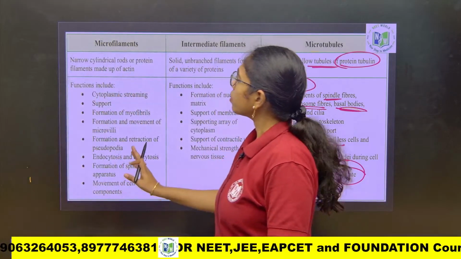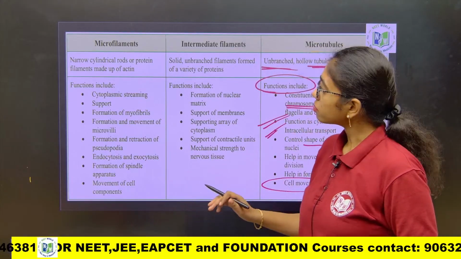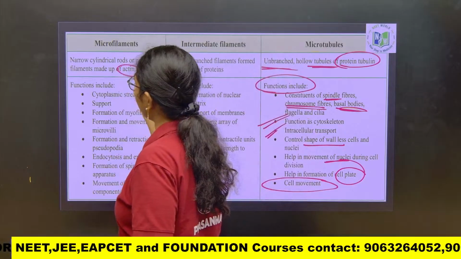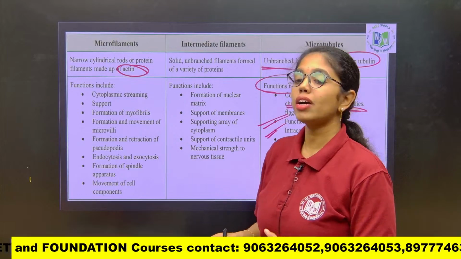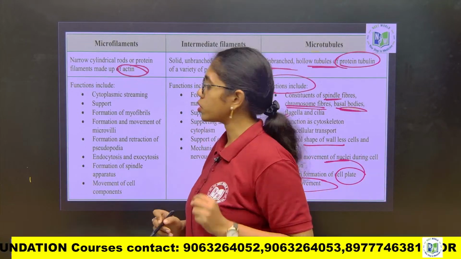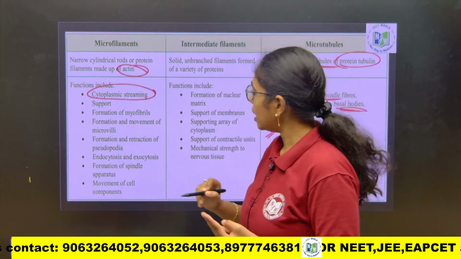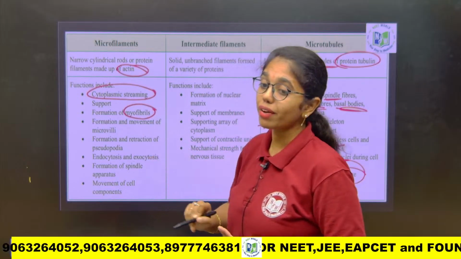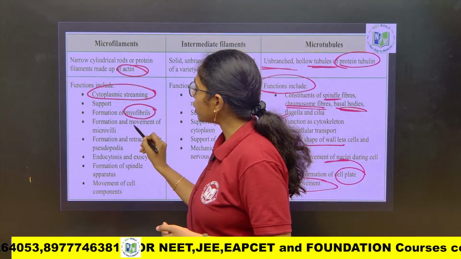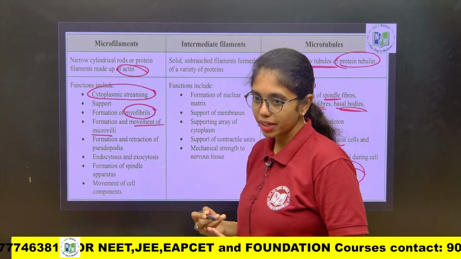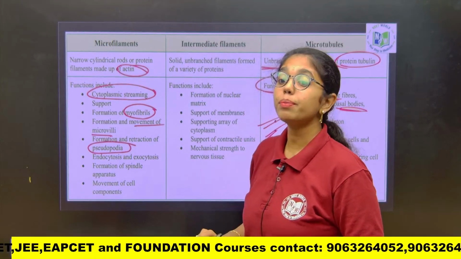Now, look into the microfilaments. These are narrow cylindrical rods made up of protein filaments, actin. You can include actin and myosin as well. What are the main functions of microfilaments? First and foremost is cytoplasmic streaming, and it gives support to the cell. Next, in formation of myofibrils, which are also called muscle fibrils, and these are helpful in the formation and movement of microvilli in the small intestine.